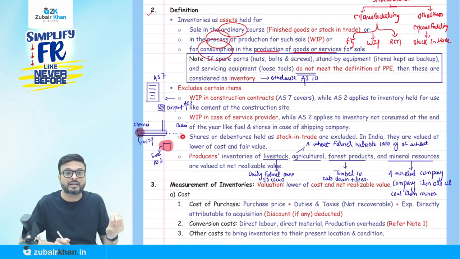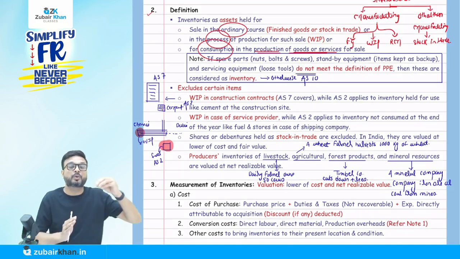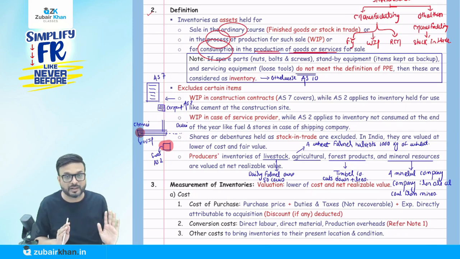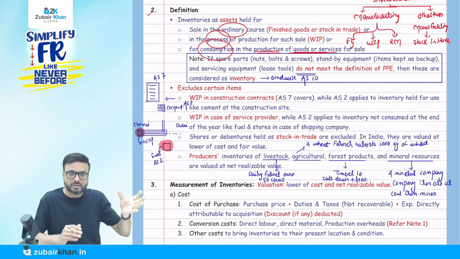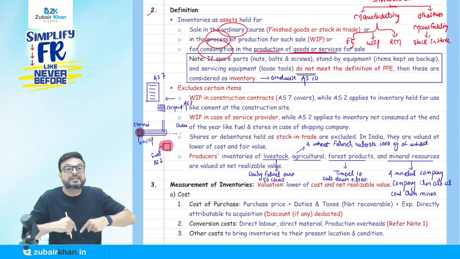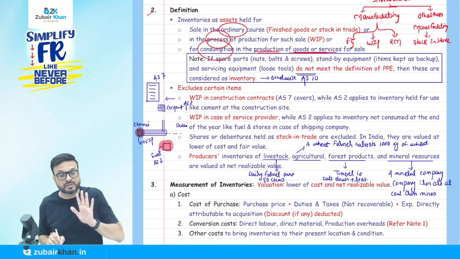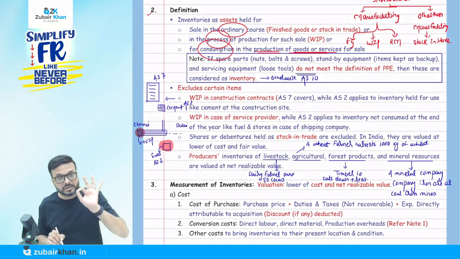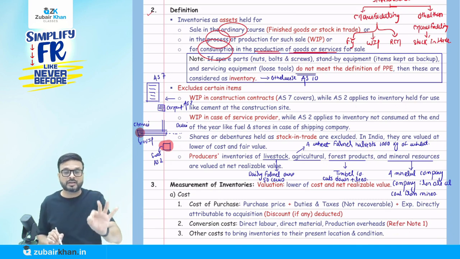So what will be covered? The fuel that we have not yet used. It is my inventory because I am going to use this fuel to provide the services later on. You got the point. But the fuel you are consuming while you are providing the services, that is WIP in case of a service provider. And this WIP in case of a service provider and WIP in case of a construction contract are not covered in Accounting Standard 2.